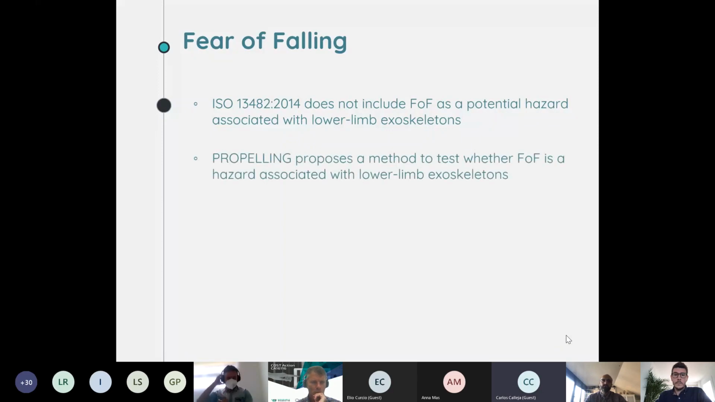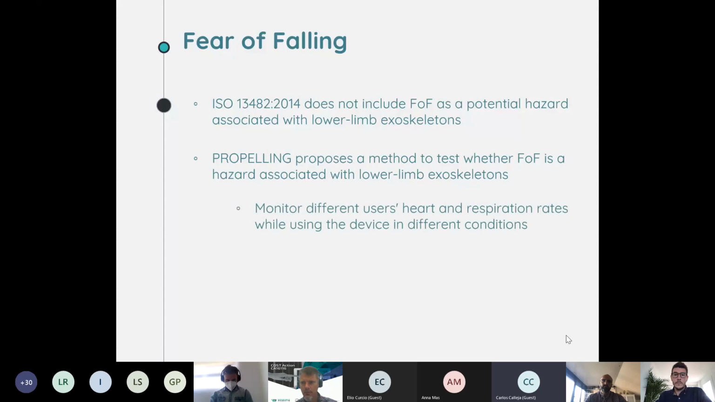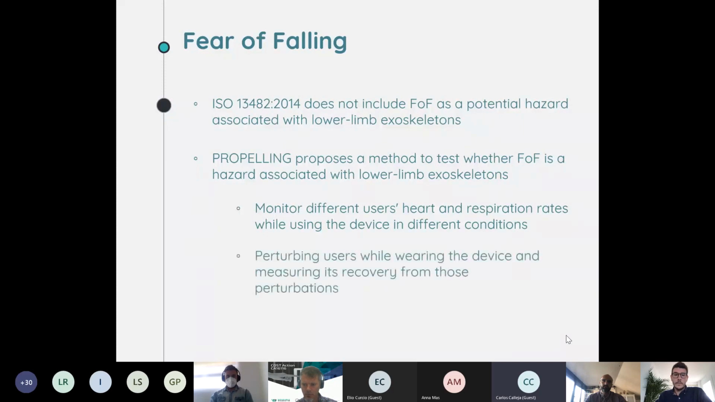And so we propose a method to test whether fear of falling is a hazard associated with lower limb exoskeletons. What we'll be doing is monitoring different users' heart or respiration rates while using the device in different conditions. And we'll also be tracking the users while wearing the device and measuring their recovery from those perturbations.